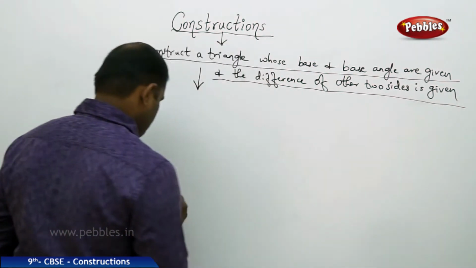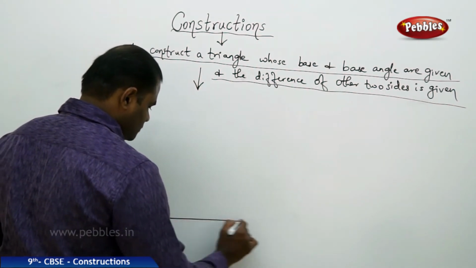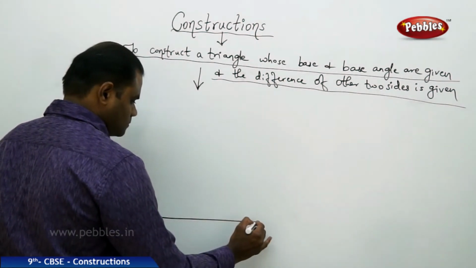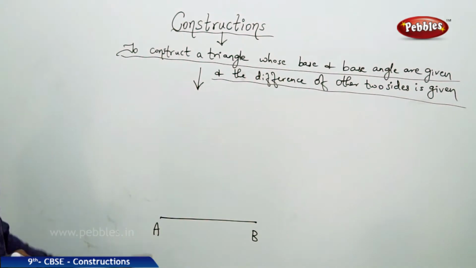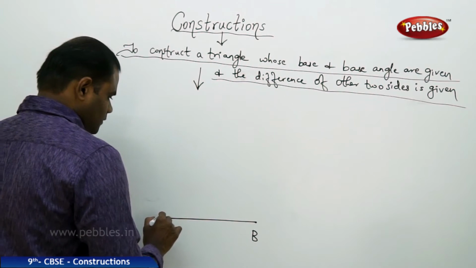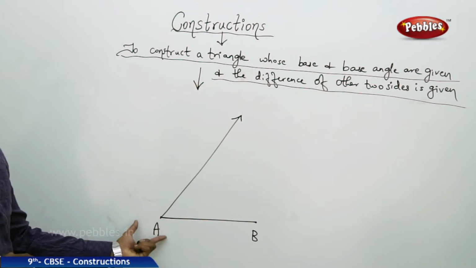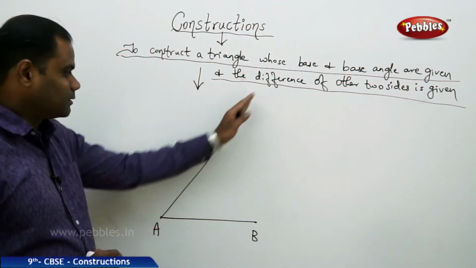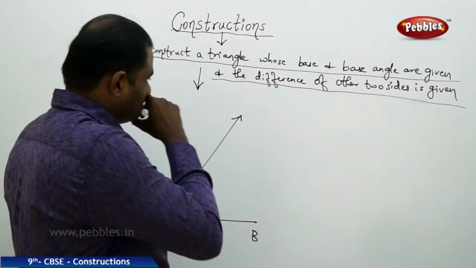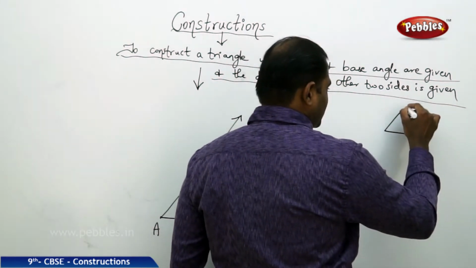So here the base which is given is taken out here. AB is the base, and after making the base AB, I have the base angle which is taken out here. So at A, let me say I have the base angle which I draw using the protractor, and then I get this ray.